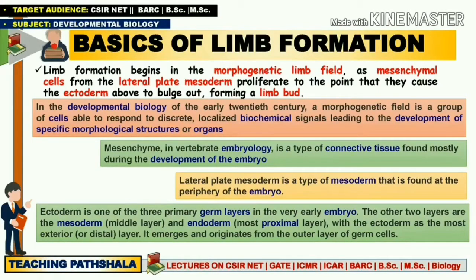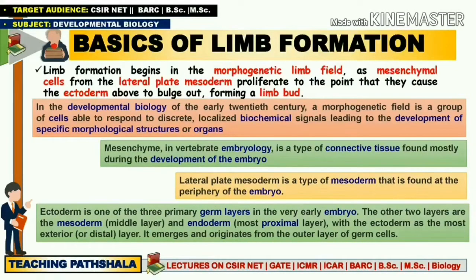So we can make different points from this three-line definition. First, limb formation is going to begin from a particular field known as a morphogenetic limb field, and these fields are nothing but groups of cells which have the capability to respond to biochemical signals and the tendency to form different structures and organs.